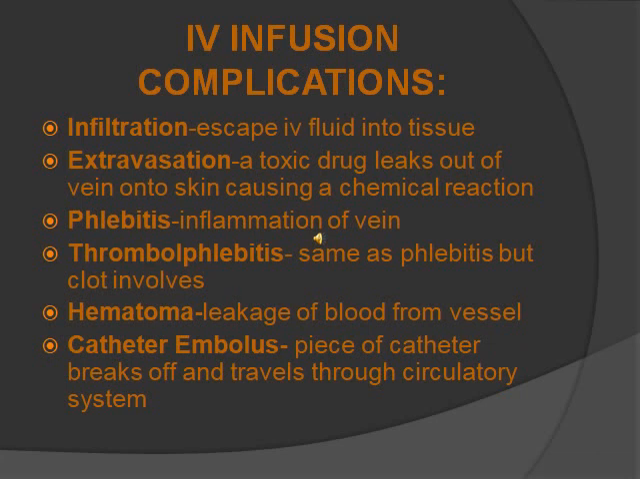So what you're going to do for this is stop the infusion, remove the IV, put heat on it, and insert a new IV in the opposite extremity. The next thing is a hematoma. It's leakage of blood from the vessel. You're going to remove the IV and apply pressure if there's bleeding.